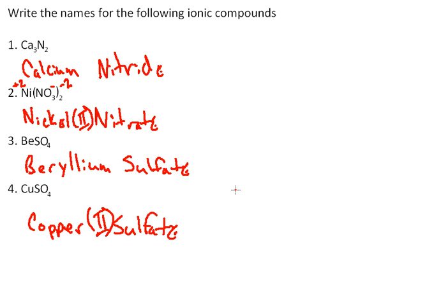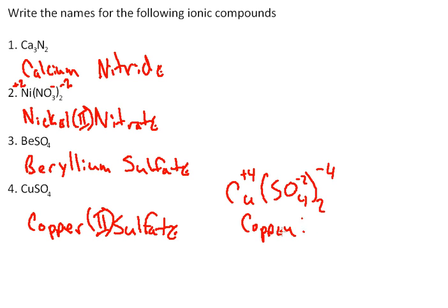Now, what if we had an example like this? Cu in parentheses SO4, and there were 2 of them. Well, sulfate has a -2 charge. There's 2 of them, so my total charge is -4. To balance that out, I need a +4, and that must mean that one copper has an entire charge of +4. So this would be copper 4 sulfate. Great, I hope this helps.